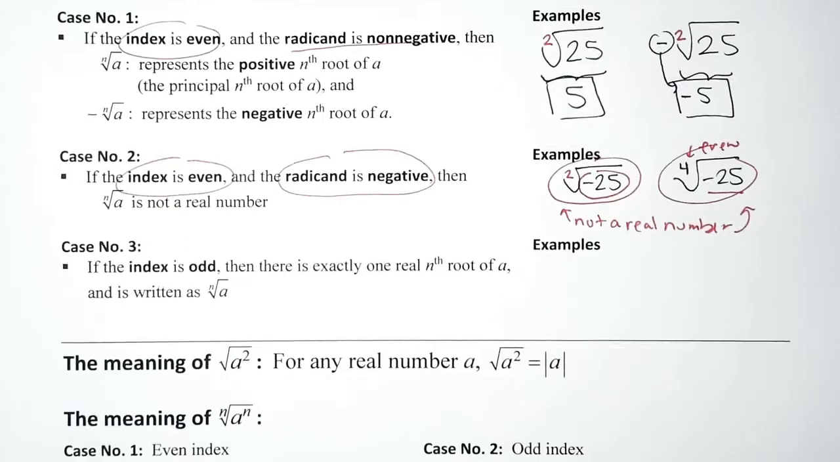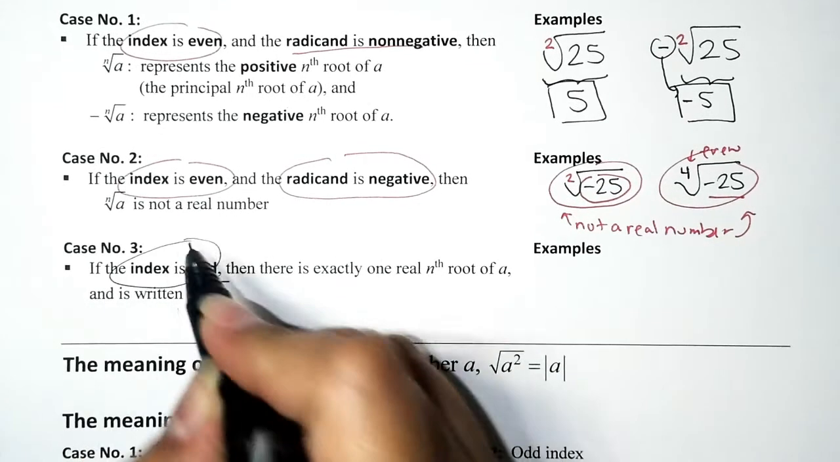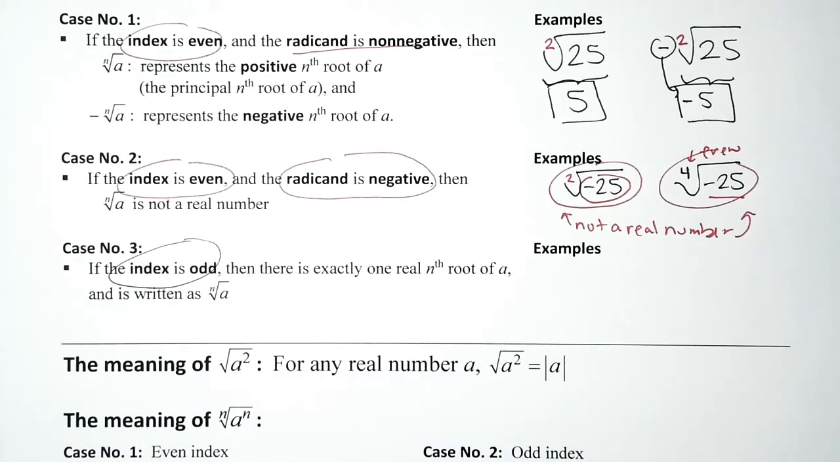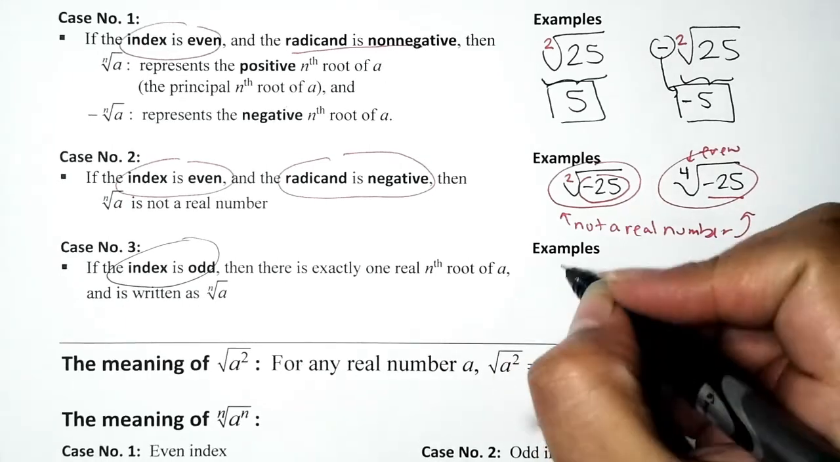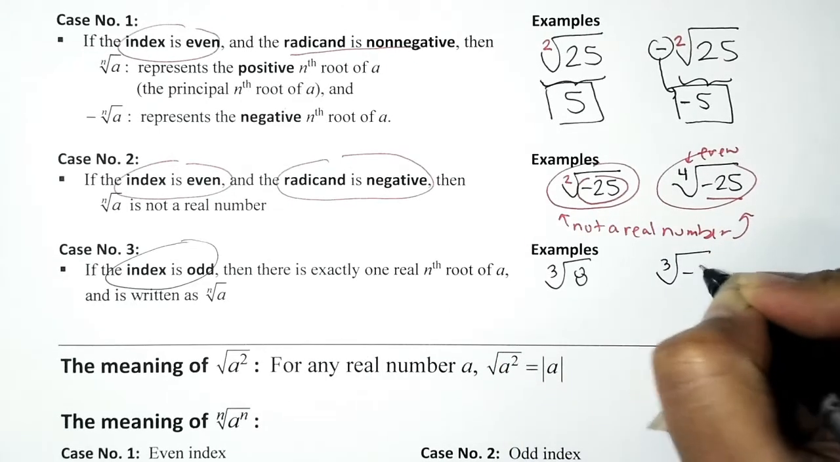All right, third case scenario. It says if the index is odd, then there is, I should circle it to keep consistent. If the index is odd, then there is exactly one real nth root of a. That's a lot of words, so let me just break it down for you. I'm going to put the cube root of 8 and the cube root of negative 8.